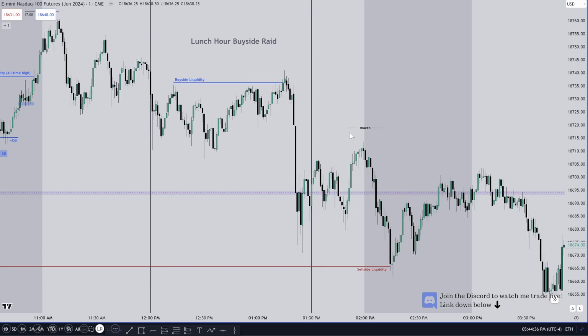entering another macro from 1:50 to 2:10. We break down, trade up. This is your PM silver bullet, this fair value gap here. I don't have an outline just for the sake of keeping my charts clean. Entry, sell side, done for the day, done for the session.